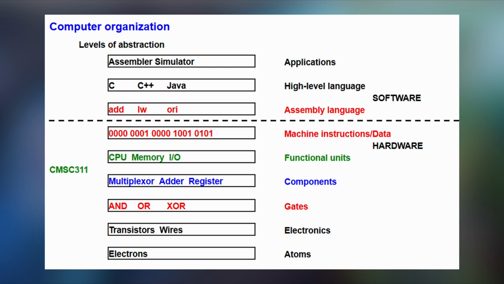So from applications, high-level language, assembly language, machine code or machine instructions, functional units like a processor architecture, components like multiplexers and registers, logic gates, transistors, and down to individual atoms and semiconductors. These are the levels that we're going to be focusing on.